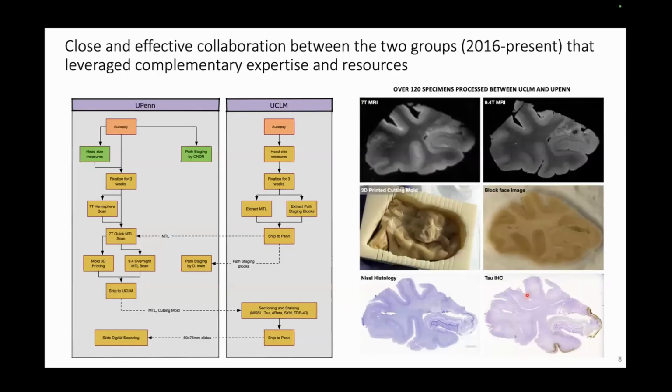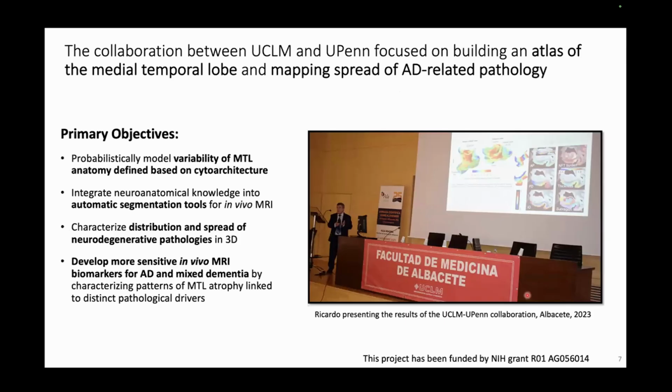Ricardo and I got excited about mapping out the medial temporal lobe using some of these atlasing techniques. We wrote a grant around 2016, and the primary objectives of this grant were to model the variability of the medial temporal lobe anatomy based on cytoarchitecture, then to apply these atlases for automatic segmentation of this anatomy in vivo MRI, but also to use immunohistochemistry to characterize the distribution and spread of neurodegenerative pathologies in 3 dimensions, and ultimately to develop better biomarkers for in vivo MRI.